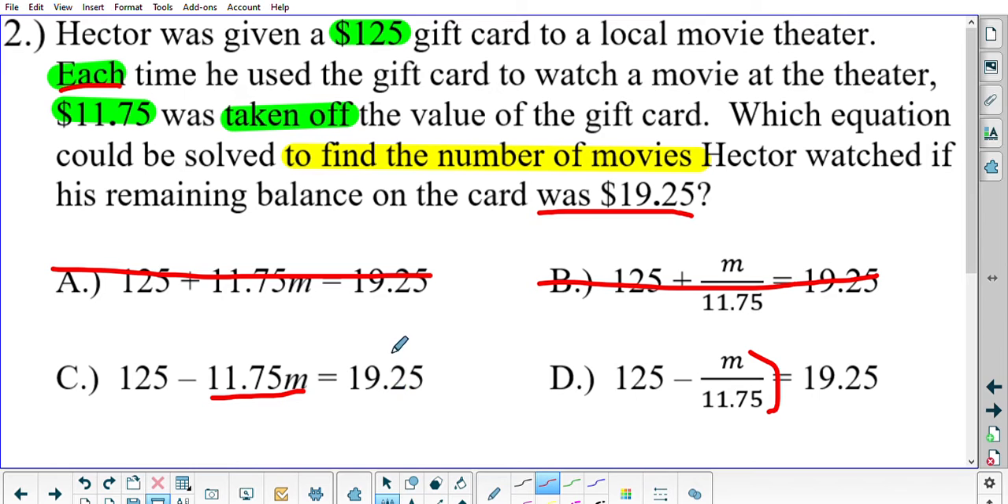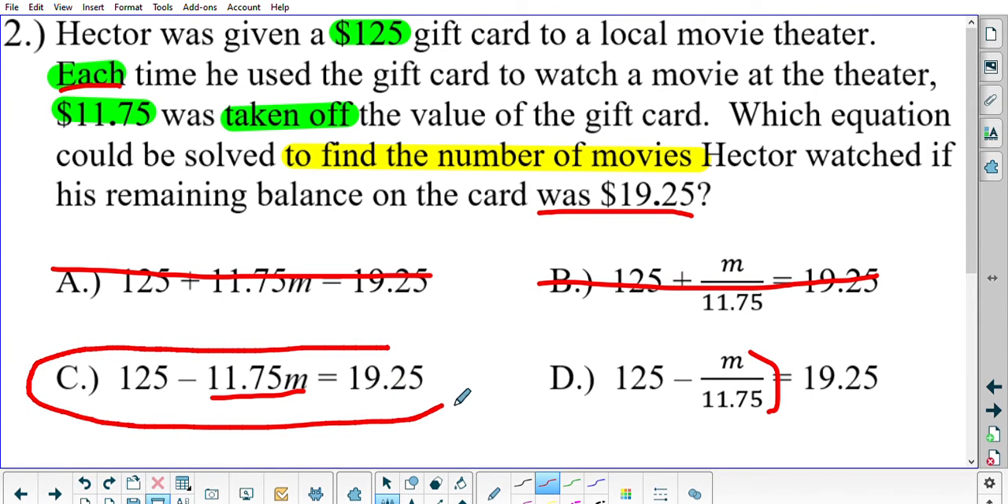But the real reason that choice C is the correct answer is because it's the one that makes sense in real life. In real life, you would take 11.75 times the number of movies you watched and then subtract that from 125 to figure out that your remaining balance is whatever it ends up being, in this case 19.25. That's the way it works in real life, then that's the way it should work for your equation.